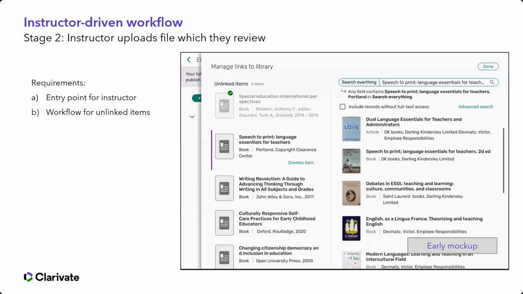And then the other thing that we know we need is more of a wizard-like approach for citations that don't link to the library. So today we have the manage link to library option, but it requires that you know that that's the next step. It requires that you know how to do that and what you're doing and why you're doing it. And we don't expect that, again, instructors would have this level of training for how to use Leganto. So we're thinking about something that's more like a wizard.